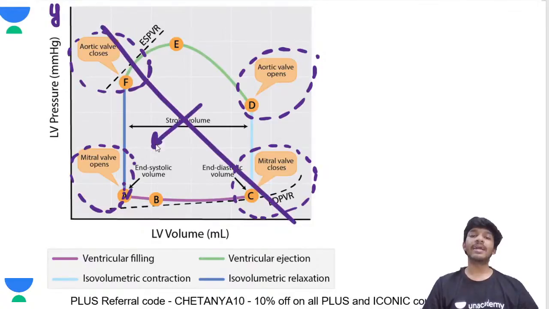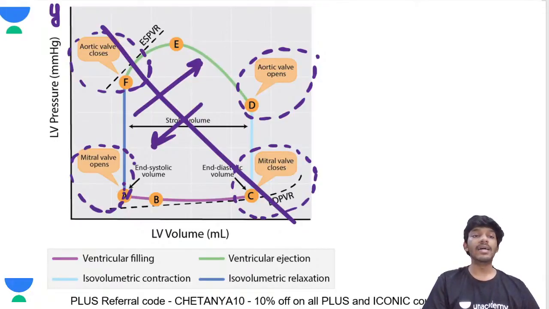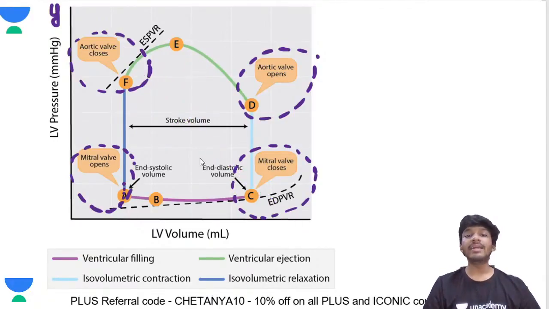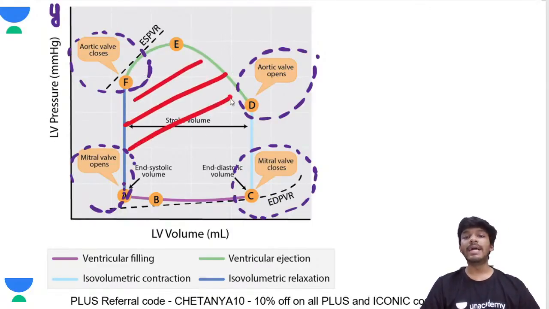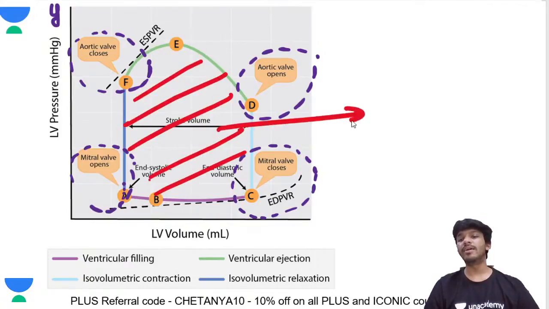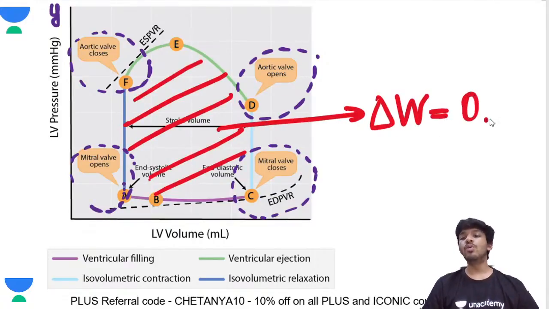Everything below this line is diastole, and everything above this line is systole. One more thing: the entire area under the curve of this diagram, this shaded area that I am showing you, is called work done. That is the work done by the heart. So if it is given to you, you will be able to calculate the work done by the heart.